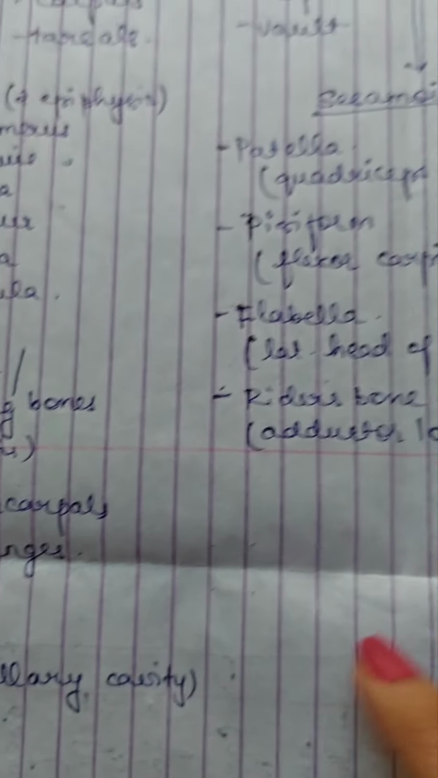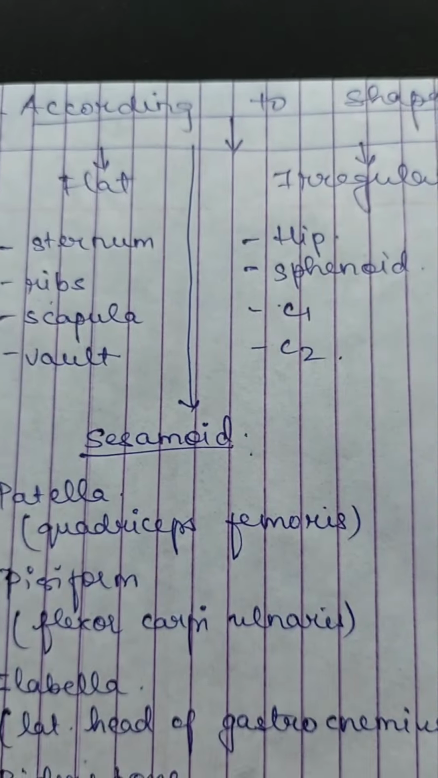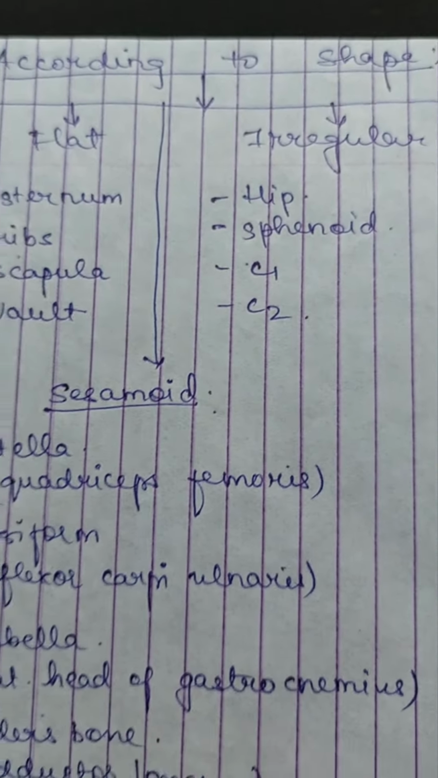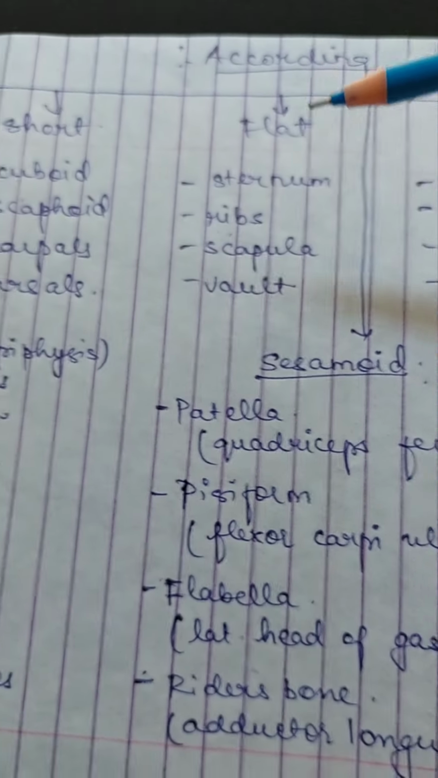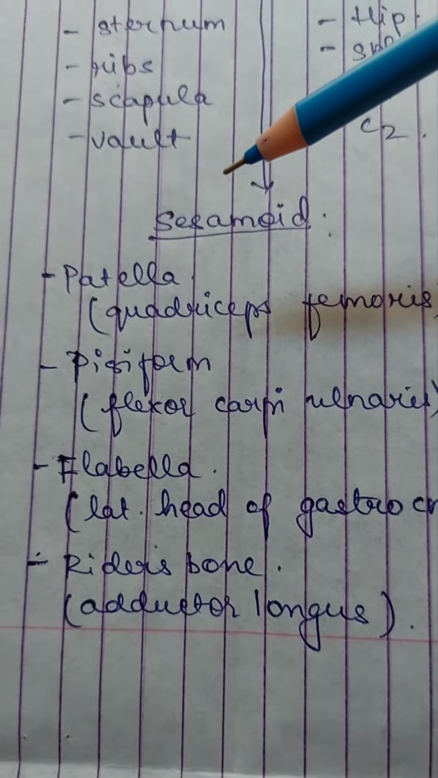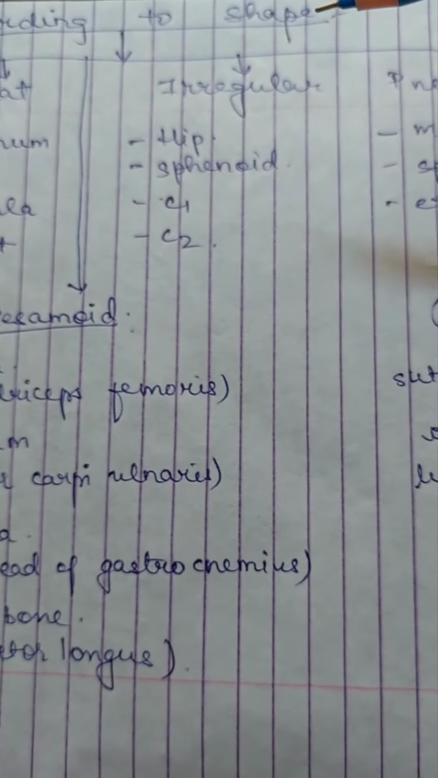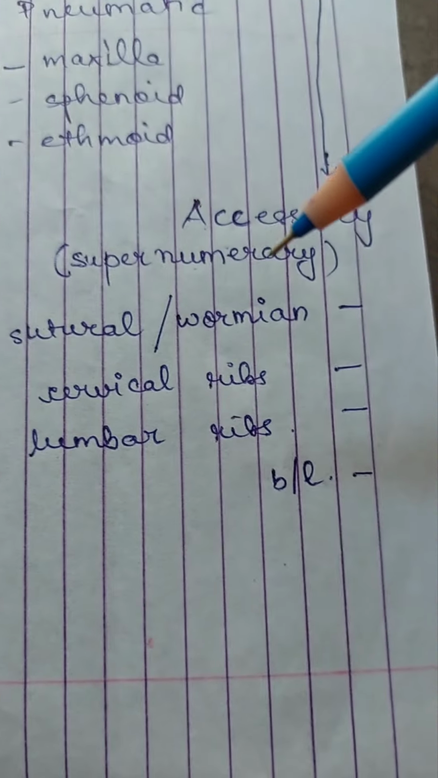So that's it for now. We have the classification of bones according to the shape: long bones, short bones, flat bones, sesamoid bones, irregular bones, pneumatic bones, and accessory bones.